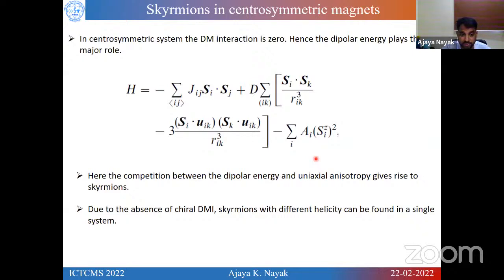Then how can we get skyrmion in this material? For that, first of all, we have J, the Heisenberg exchange. In addition, if we have large dipolar interaction and large uniaxial magnetic anisotropy in this material, the competition between this dipole interaction and uniaxial magnetic anisotropy can give rise to skyrmion. And since there is no DMI in this material, because DMI is the one that gives the chirality in the system, the skyrmions found in this kind of material are generally found with both kinds of rotation, clockwise and anti-clockwise helicity.